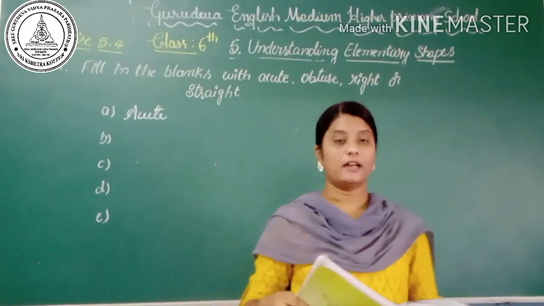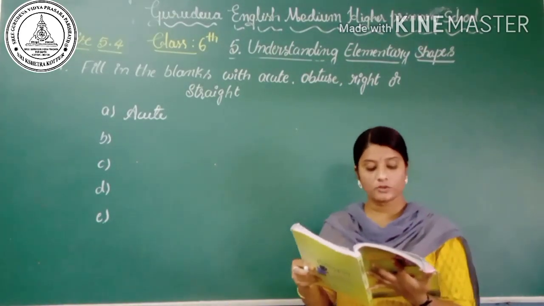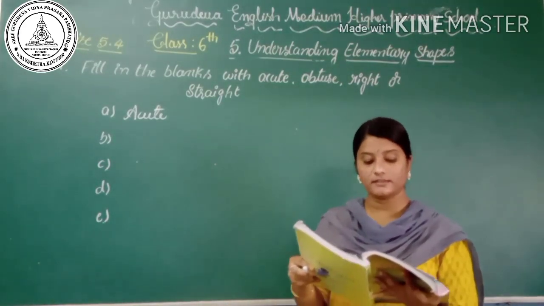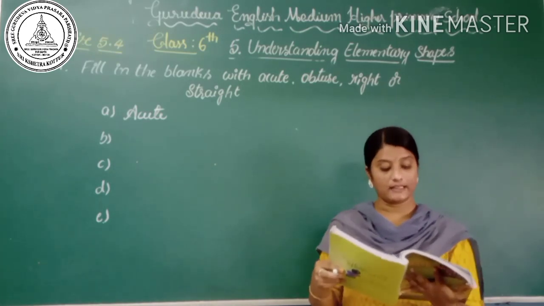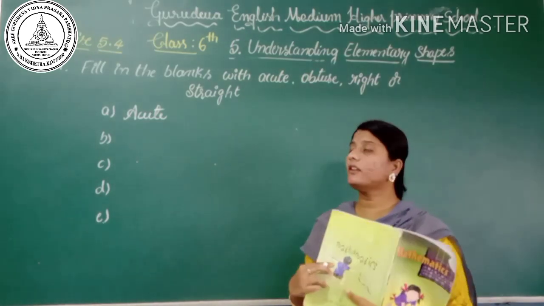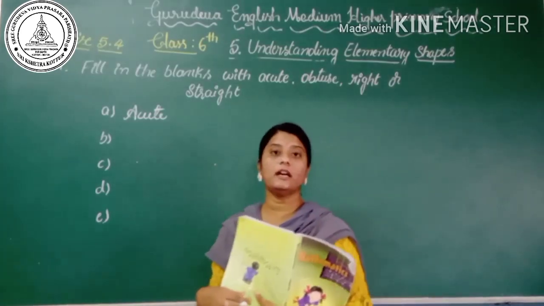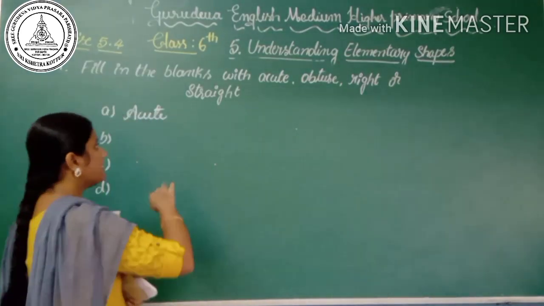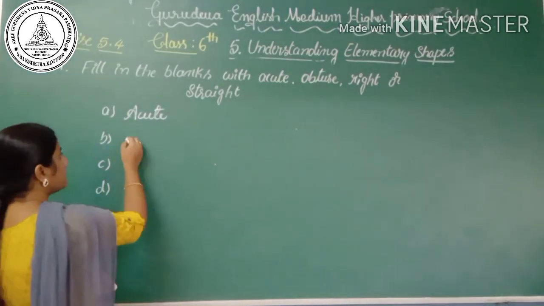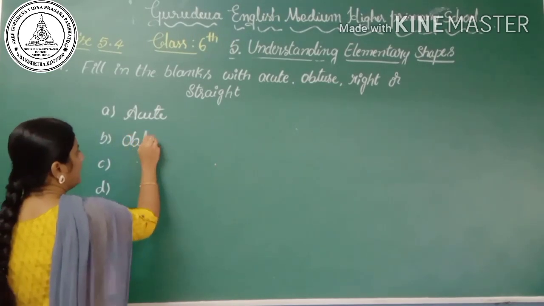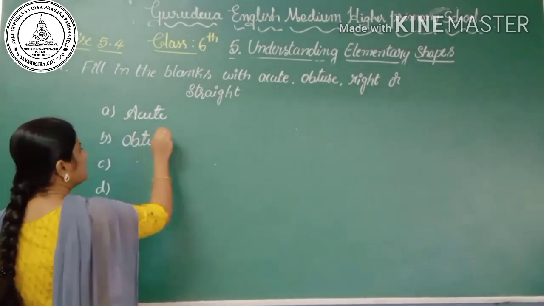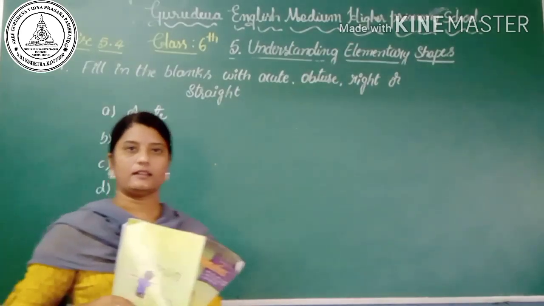Okay, then the second one is, an angle whose measure is greater than that of the right angle is dash. Is an angle which measures greater than that of the right angle. So it is greater than the right angle means it is an obtuse angle, right? It is an obtuse angle.